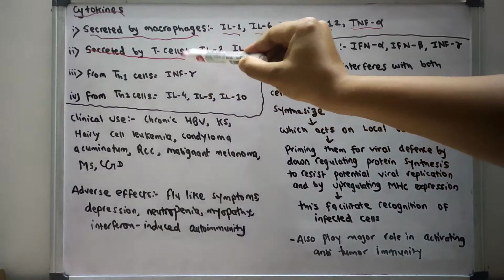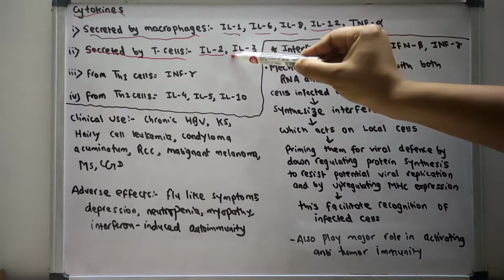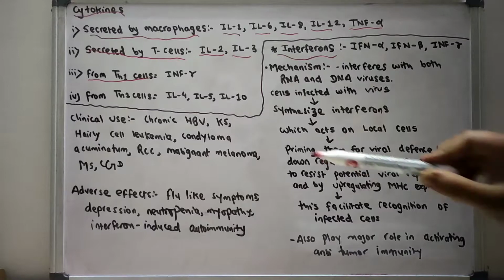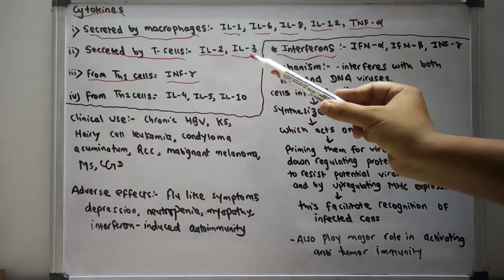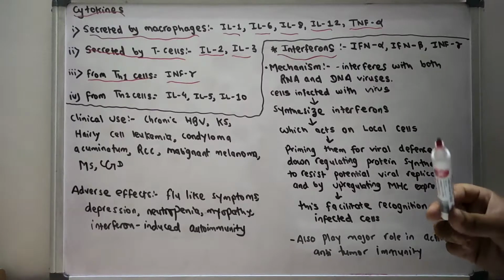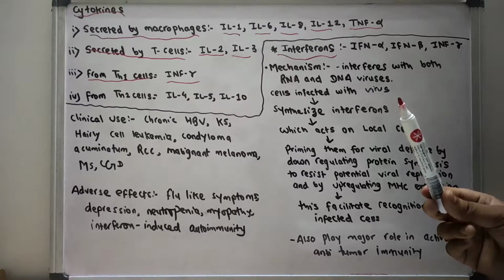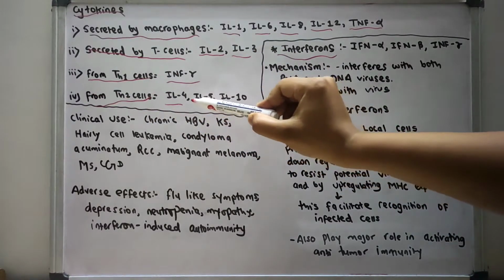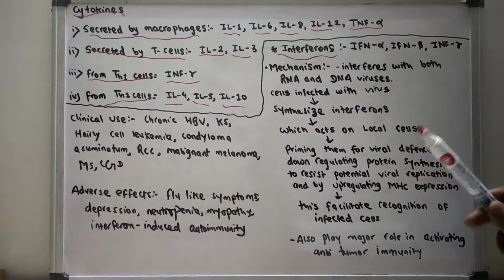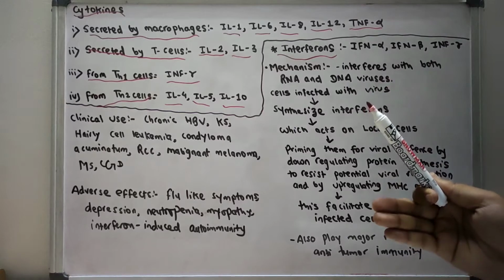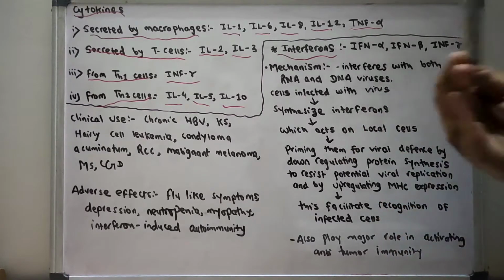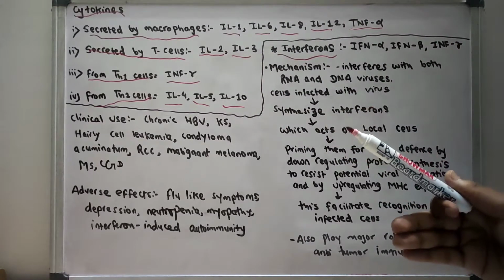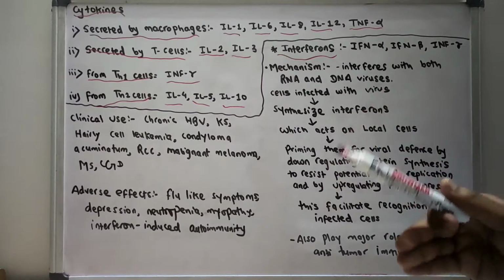The other cytokines that are secreted by the T cells are interleukin 2 and interleukin 3. The cytokine that is secreted from the T helper 1 cells is interferon gamma. So interferon gamma can also be categorized as one of the cytokines secreted from the T helper 1 cells. And the cytokines that are secreted from the T helper 2 cells are interleukin 4, interleukin 5, and interleukin 10. So these are the various cytokines that are secreted by macrophages, T cells, T helper 1 cells, and T helper 2 cells. We will discuss this in detail in this video.